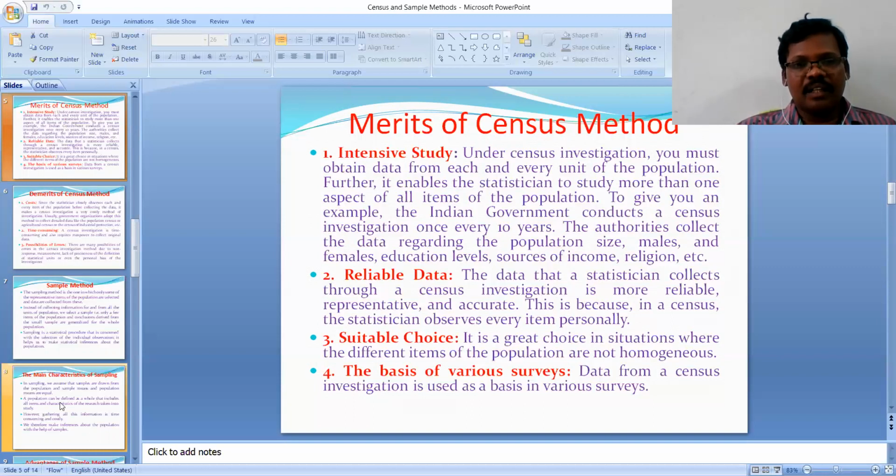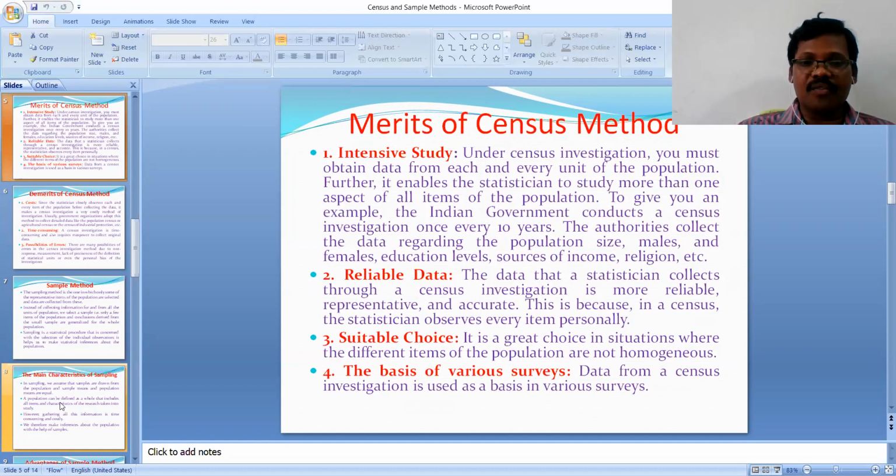So that is one of the most important advantages of this particular method, and it is also a suitable choice. The census method is a great choice in the situation where the different items of the population are not homogeneous. If they are homogeneous, we can go for the sampling method, but where there are heterogeneous items, or populations with different characteristics, the census method is a very suitable choice for the collection of the data.